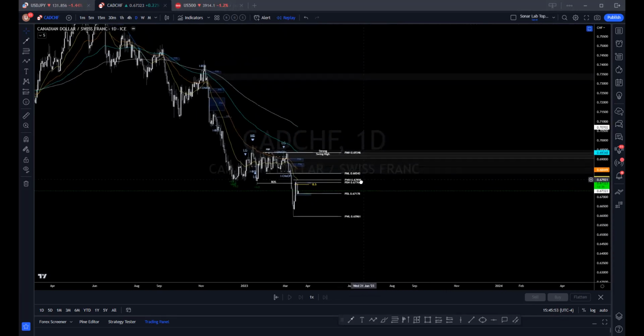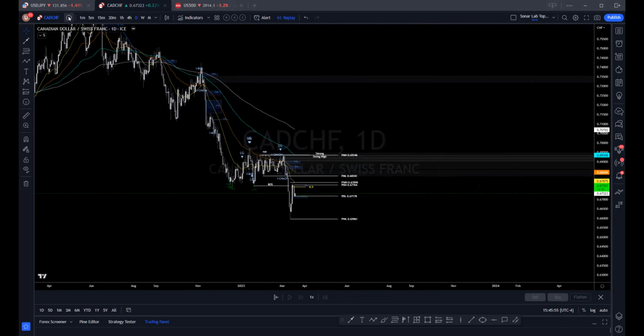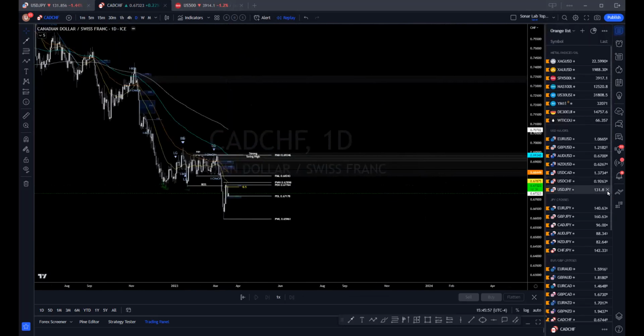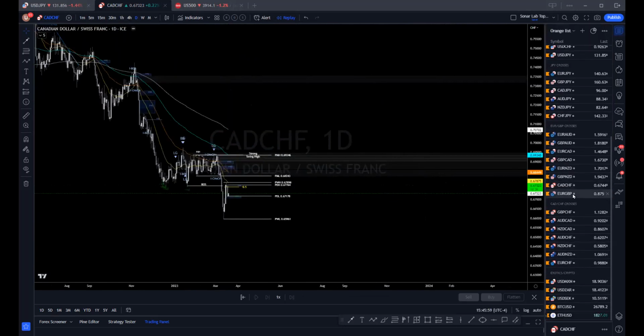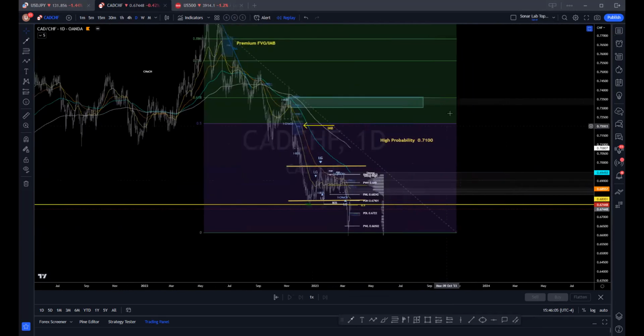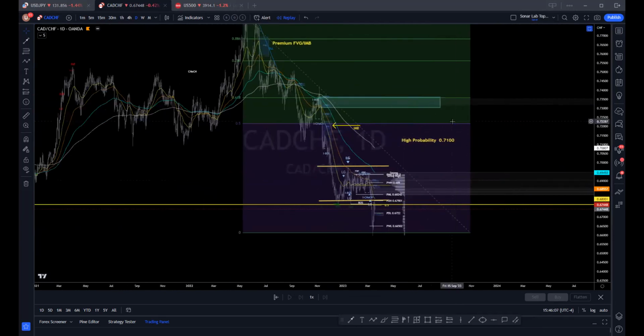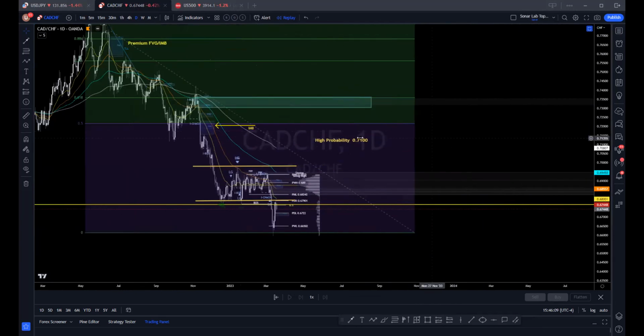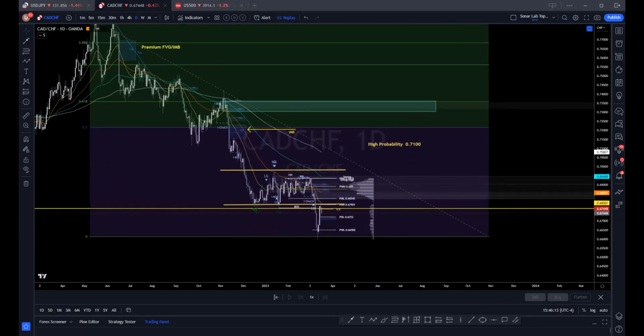So I'm still looking for this pair to go long, right? The trade's not over yet. Cash Swiss Franc, just want to take a little extra time. So Cash Swiss Franc, right here, still looking to take this to at least 50% of this imbalance, this order block, okay? So Cash Swiss Franc, I'm bullish.